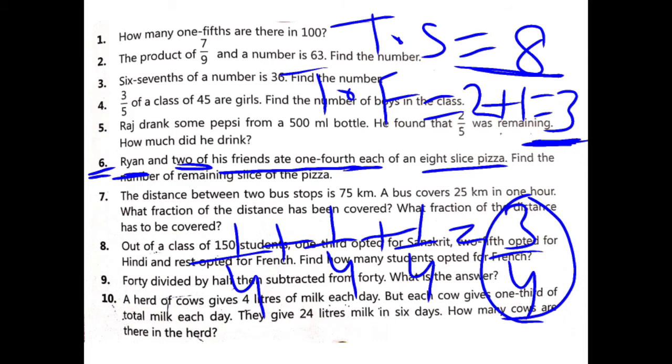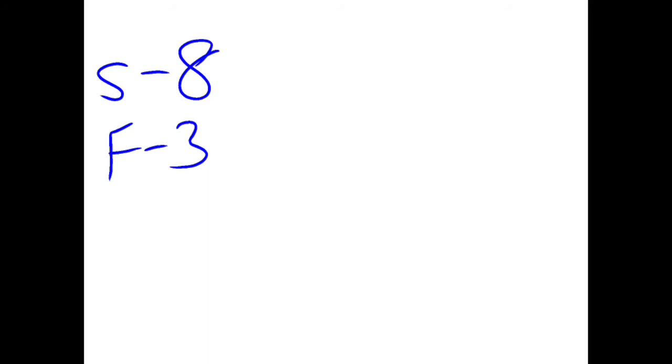But this is in fraction, and we have to find out the number of slices, how much is left and how much they ate. So how will we find out? Move to the next page. Total slices are 8. Total number of friends are 3. The total amount they ate is 3 upon 4th.